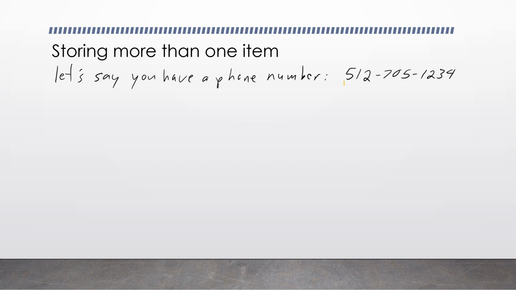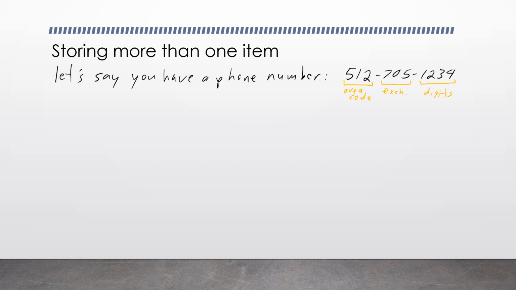We have three parts to this. We have the area code. We have what's called the exchange, which I'm going to abbreviate EXCH. And then we have the extension, the part that belongs to that individual person. I'm going to call that the digits, okay, for lack of a better name.